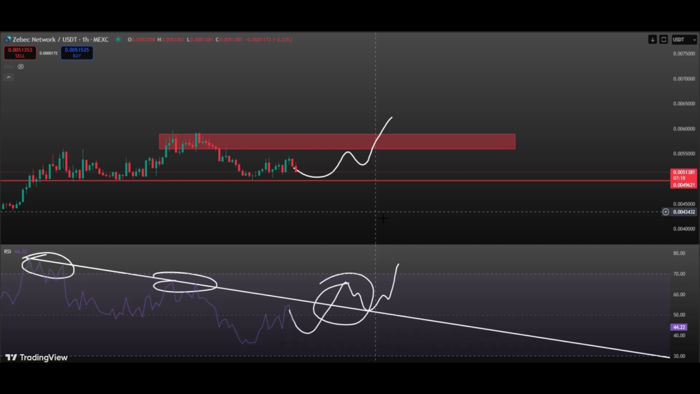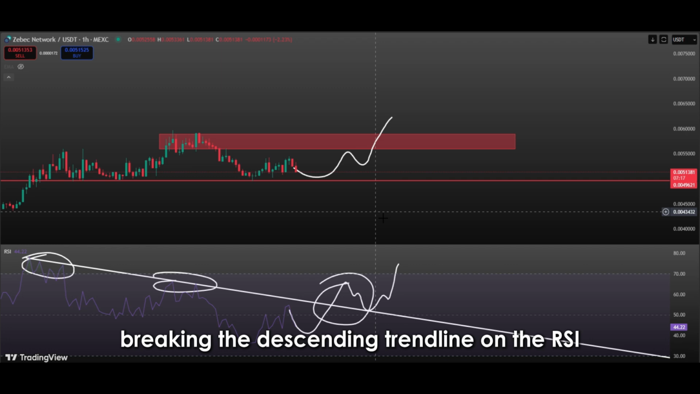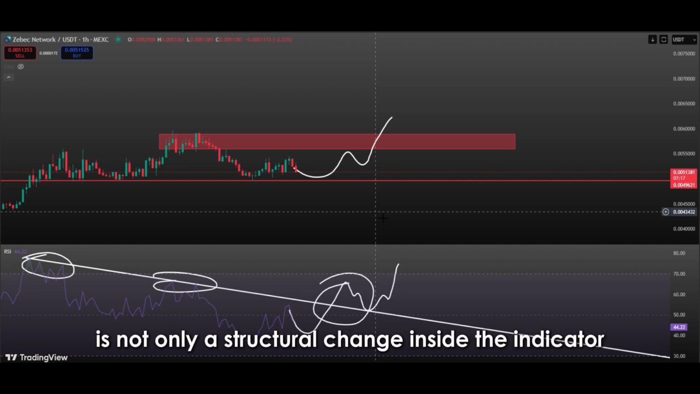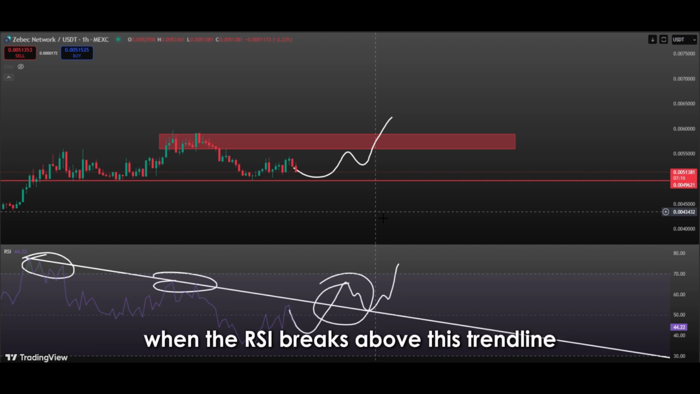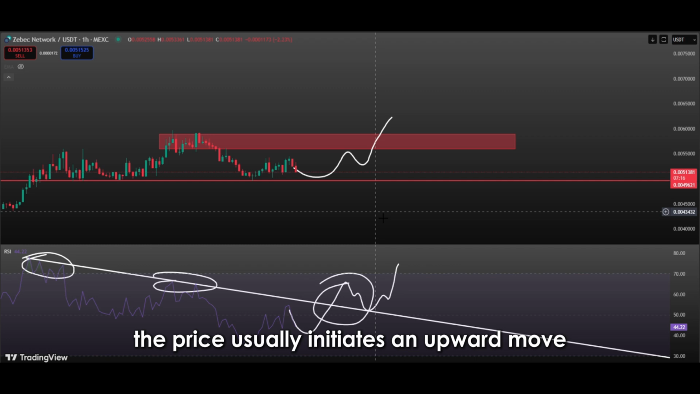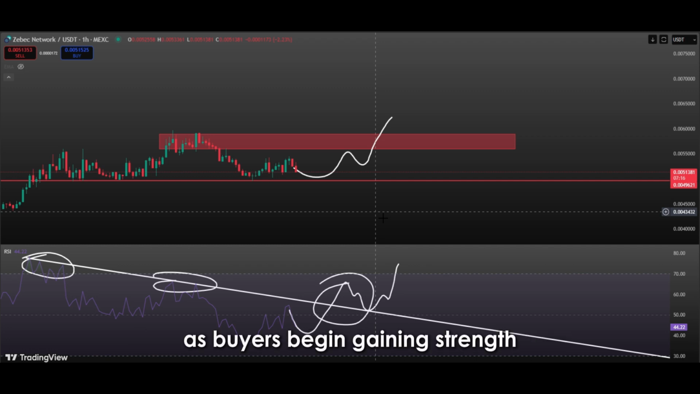In this context, breaking the descending trendline on the RSI is not only a structural change inside the indicator, but also a sign that overall market psychology is starting to shift. When the RSI breaks above this trendline, the price usually initiates an upward move as buyers begin gaining strength.